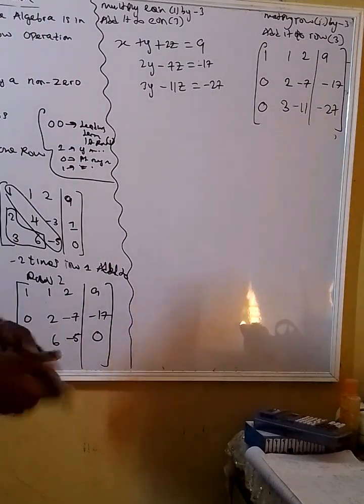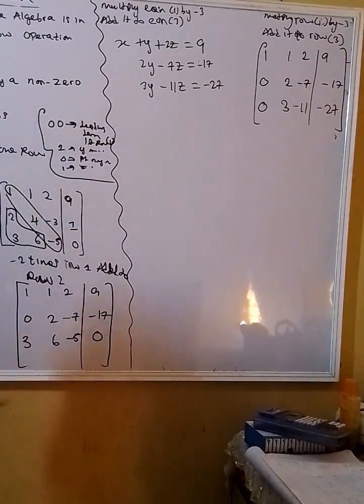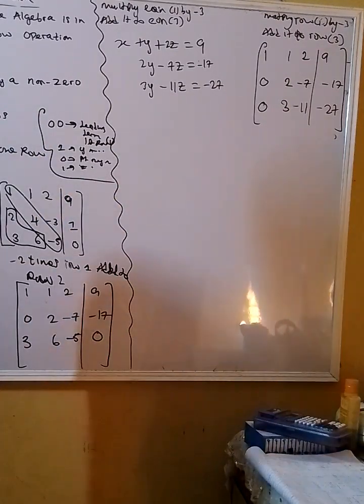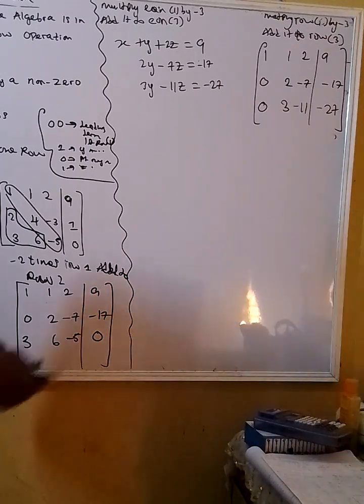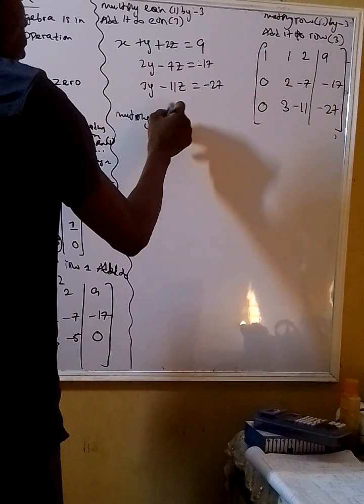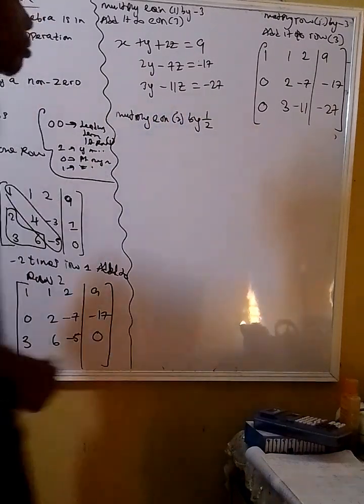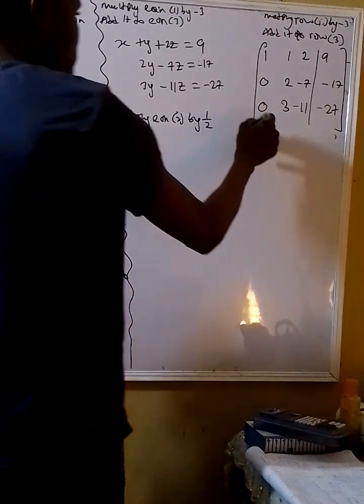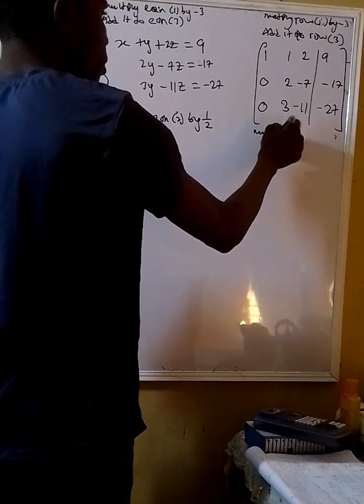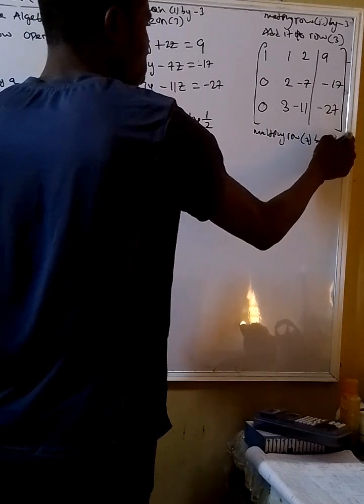It's like I told you, you can multiply a row throughout by a non-zero constant. It can be fractions, so why not? So I can easily say multiply equation 2 by 1 over 2. Do you get what I'm saying? That is, I can say multiply row 2 by 1 over 2.